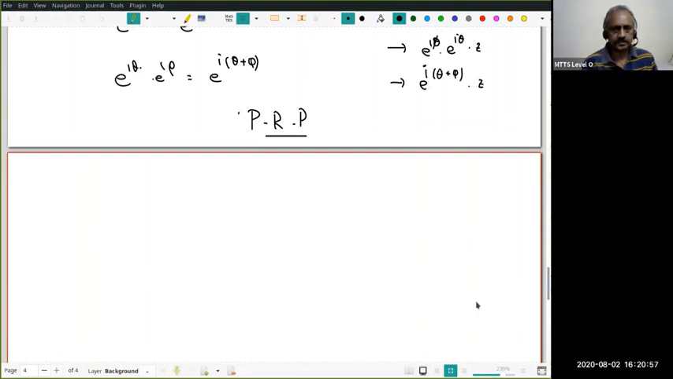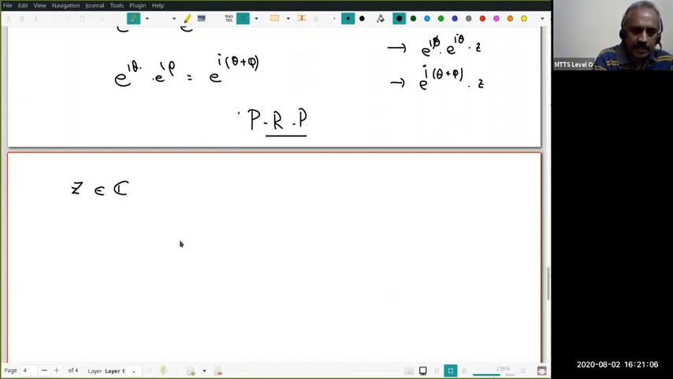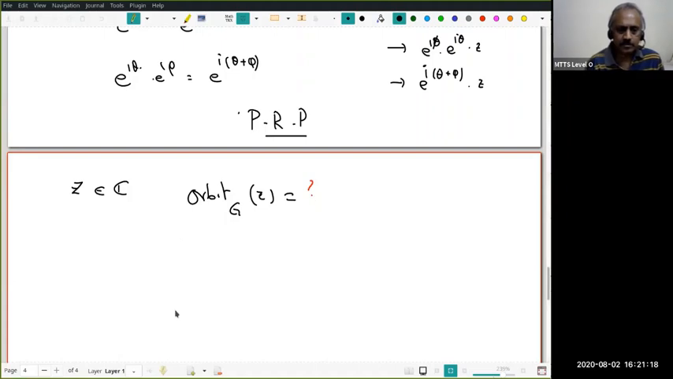Good. Now let's look at what is the orbit of an element. Let us start with z, a complex number. I want to know what is the orbit of this element. Let us look at the simplest case. What is the best possible complex number I can think of? Remember, e power i theta times z. As theta varies, I have to find e power i theta times z. So what is the best possible choice of z?